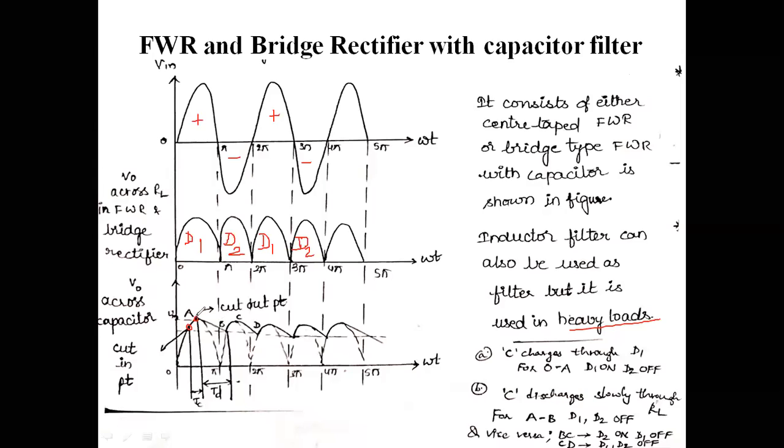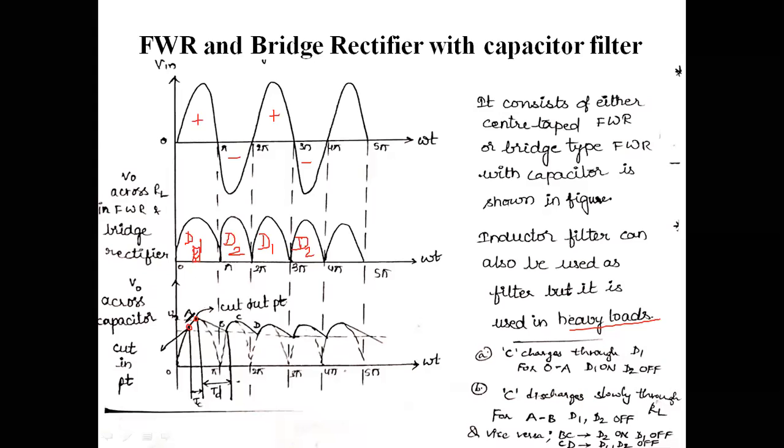Let the first point be the cut-in point. The charging will take place across this diode, up to this level. I am going to consider that the charging time is from the cut-in point to the cutout point. That means in this region the diode is in forward bias condition.